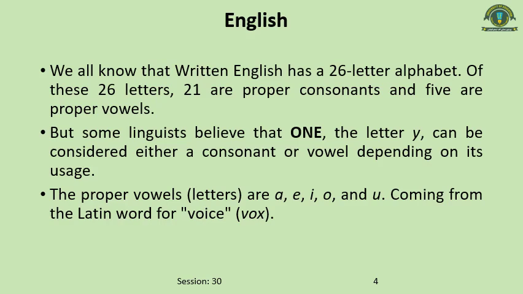Now what are the vowels? That's very important to understand. What I'm saying is very much written in front of you. The statement says that we all know that written English has a 26 letter alphabet. Of these 26 letters, 21 are proper consonants and 5 are proper vowels. Right? I had a talk about one typical letter, that is Y, because some of the linguists believe that the letter Y can be considered either a consonant or a vowel, depending upon its usage.